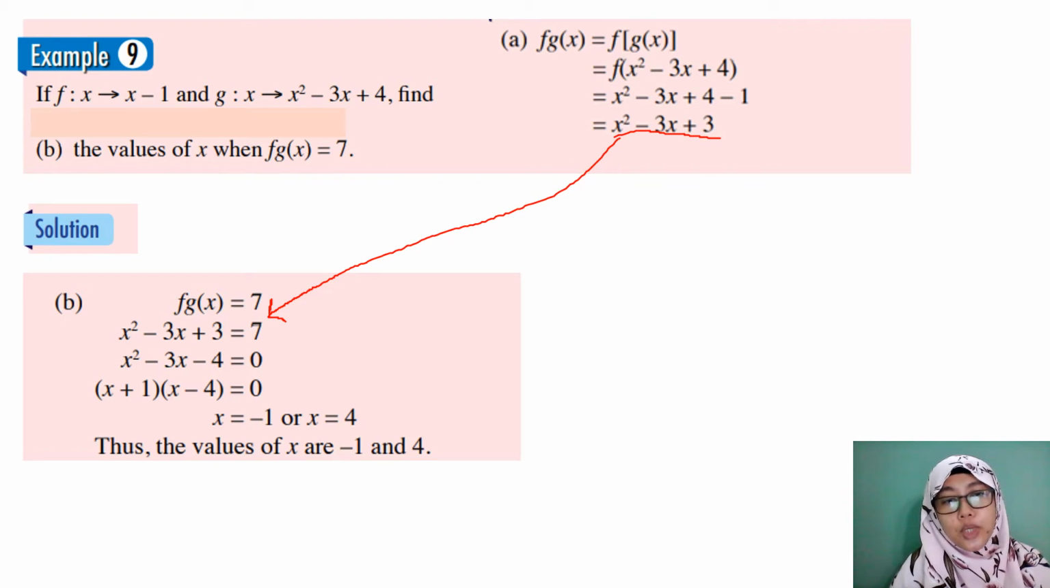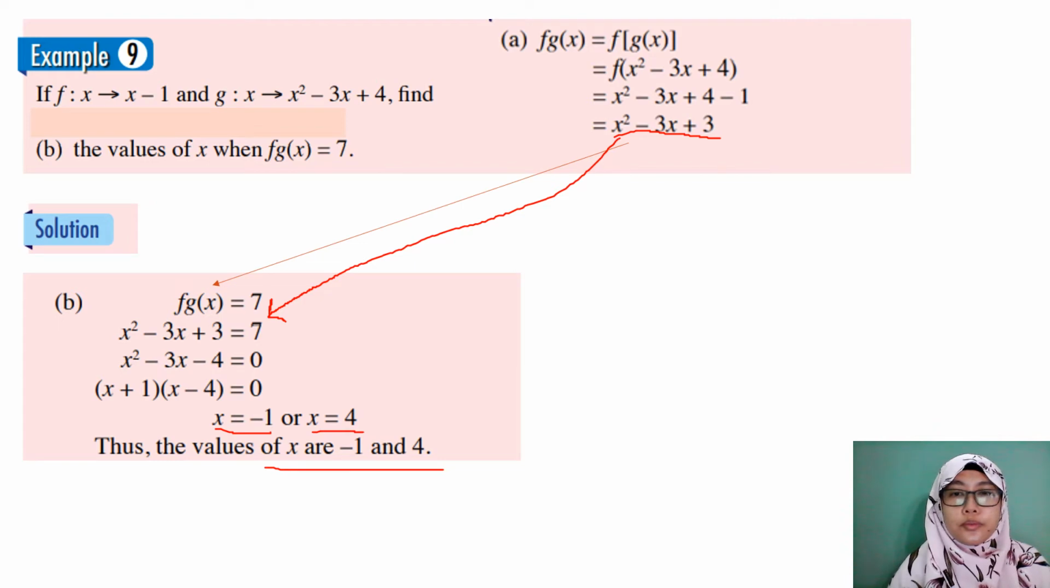So x plus 1, you will get x equals to minus 1. X minus 4, you will get x equals to 4. Okay, so the values of x are negative 1 and 4. There are two answers for this case. Okay, so we continue.